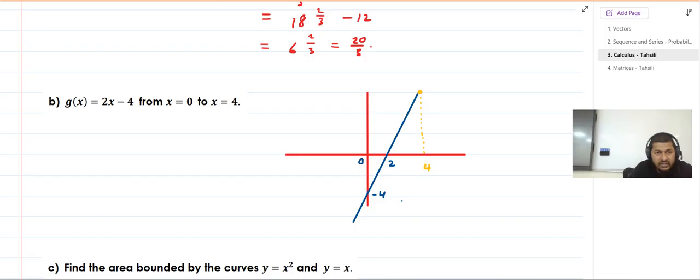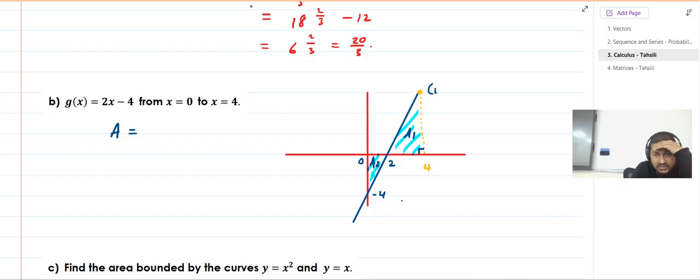So obviously you will find that this area will cancel out with this area here. So if I use geometry to solve this, I'll say area is equal to area 1 and area 2. You can see this one is smaller and this one is bigger. So I will have half base times height over here. We don't know what the height is, so substitute 4 inside here.